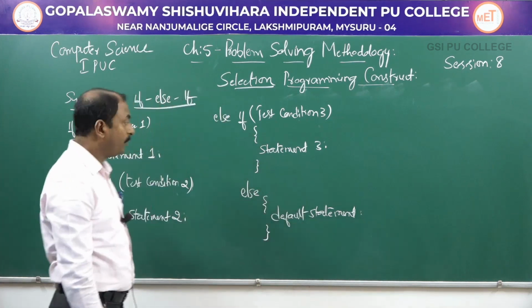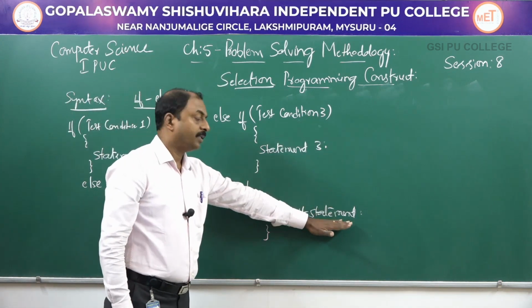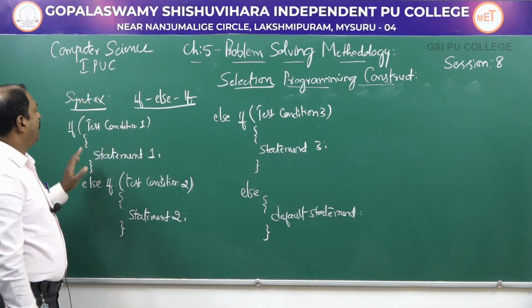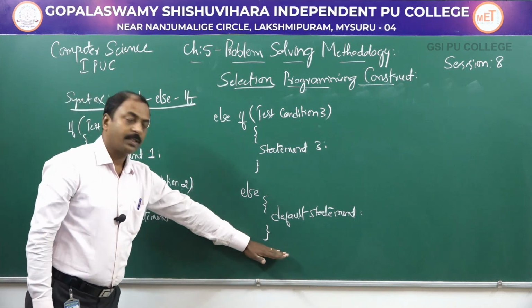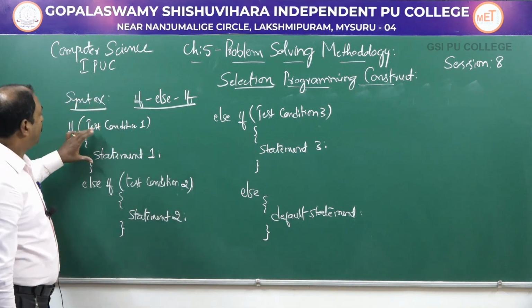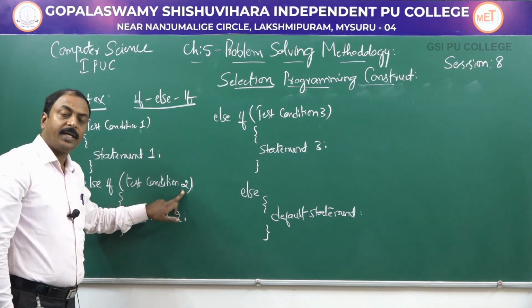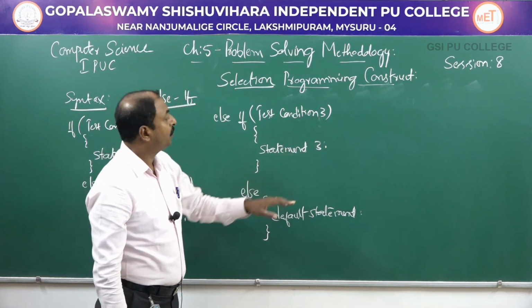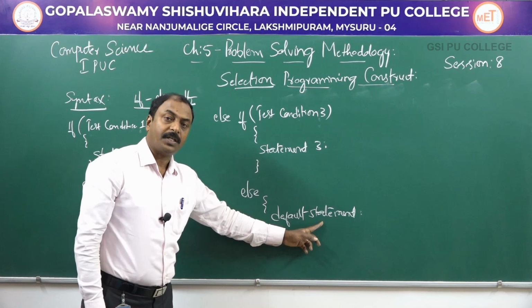If it is true, it executes this, otherwise it executes default statement. In this example there are 1, 2, 3 and this also a condition. There are 4 conditions that will be tested here. If test condition 1 is true, it executes this, comes out of it. Similarly, suppose if test condition 1 fails, it checks for condition 2. Again if it fails, it checks for condition 3. Again if it fails, it goes to the default statement, that is the last statement.